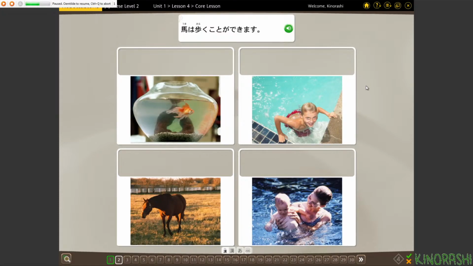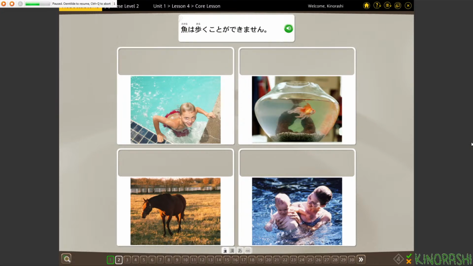馬は歩くことができます。馬、歩く. If you remember that, this looks like the imperative version of aruite, which is the te version of aruku, and that looks like the symbol for it, so aruku. So uma wa aruku koto ga dekimasu.